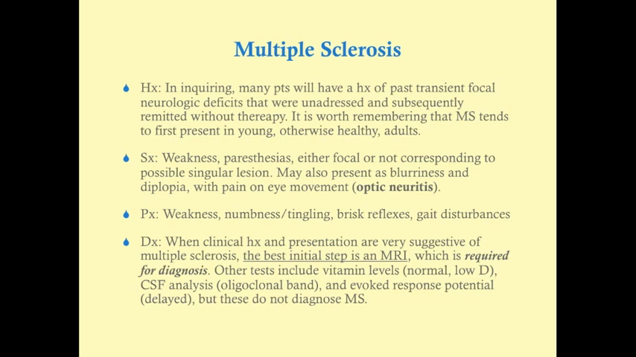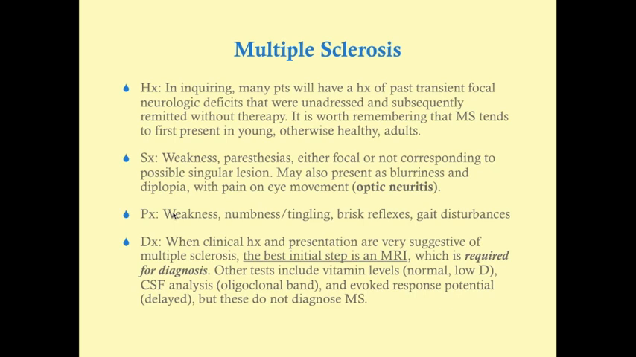The symptoms include weakness and paresthesias. Weakness, like we saw in this patient, can be either focal or might not correspond to a singular lesion. In this case, we did have a patient with a focal neurologic deficit. She had a weakness of the ankle. And it can also present as blurriness and diplopia, which we saw in this patient, which is why she asked for the glasses. She's probably been experiencing some optic deficits, blurriness, maybe a change in vision, diplopia, etc. So that's another thing to keep an eye on when you're looking for multiple sclerosis.